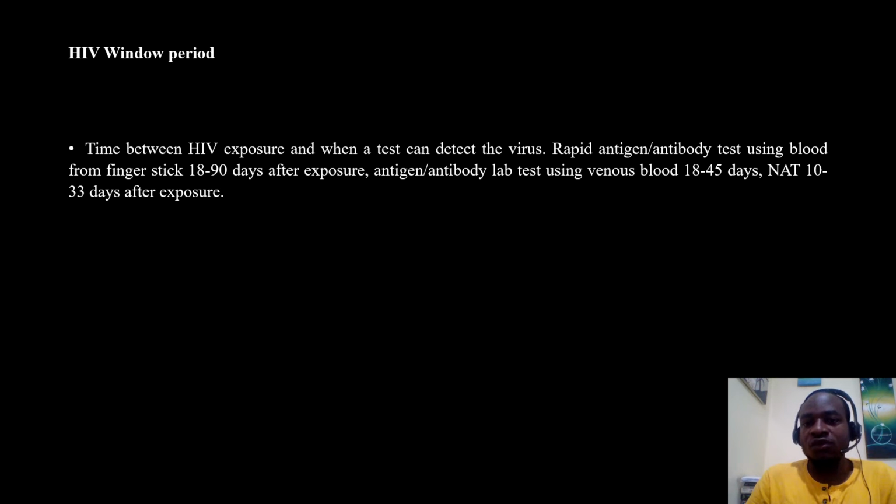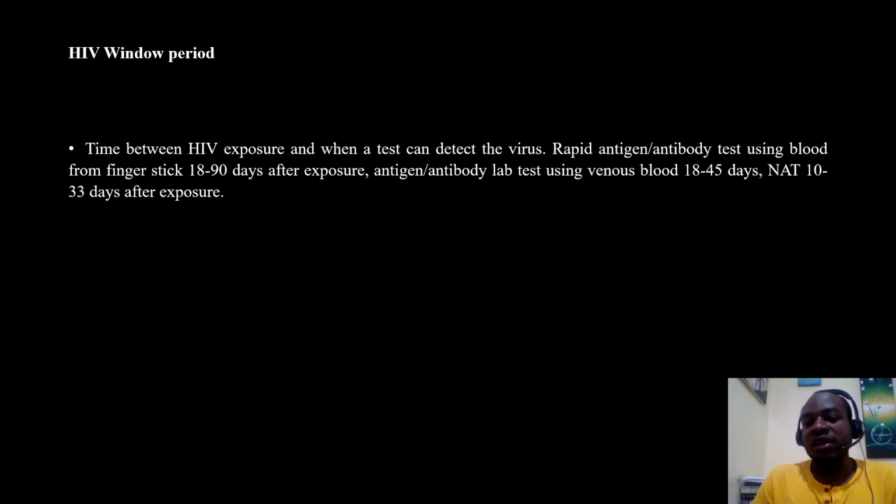If you do a rapid antigen or a rapid antibody test, whereby they take blood from your fingertip and the test takes about 15 to 20 minutes, the window period for that test is 18 days to 90 days. You can only detect HIV using this test when you were exposed to the virus 18 days up to 90 days ago. Then if you do an antigen or antibody lab test, when they draw blood from your vein and test for HIV antigen or antibody in the lab, the window period is 18 days to 45 days.